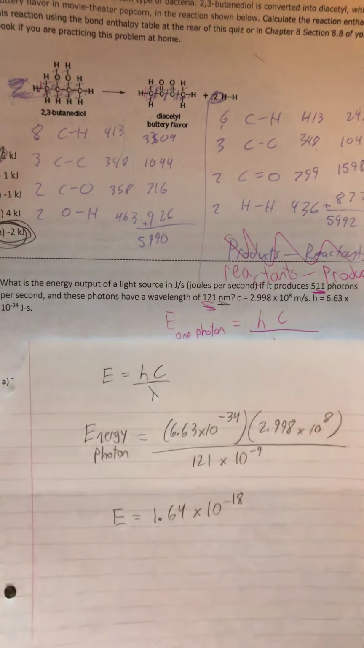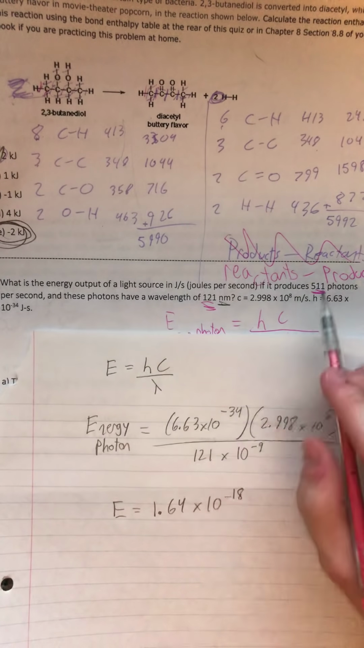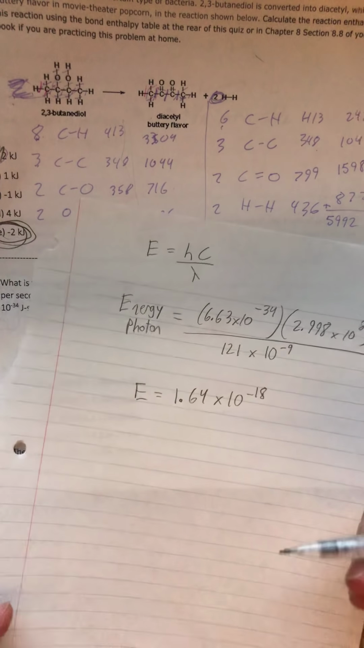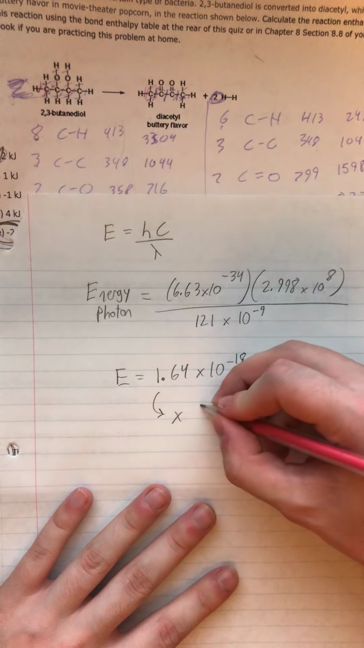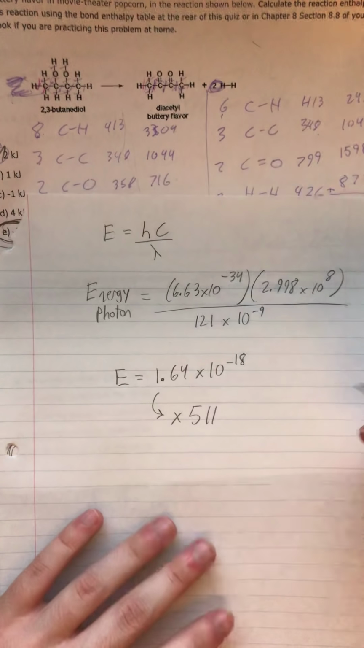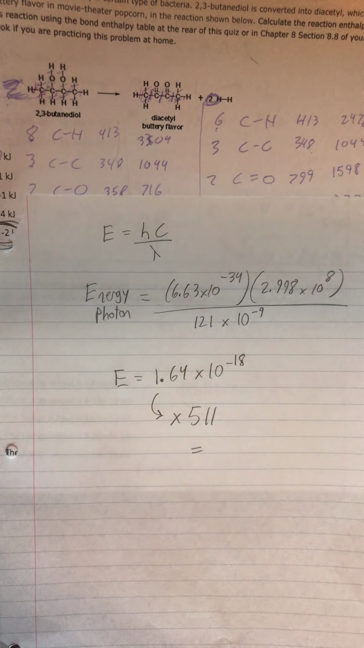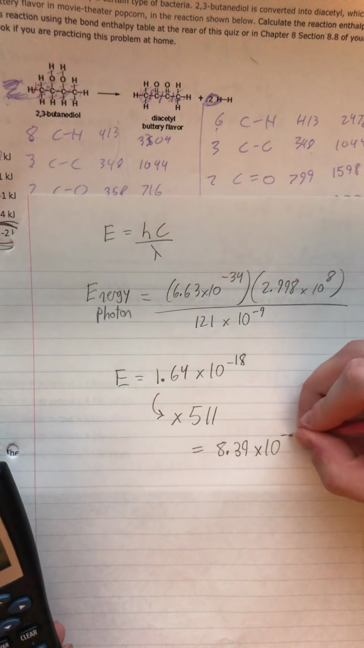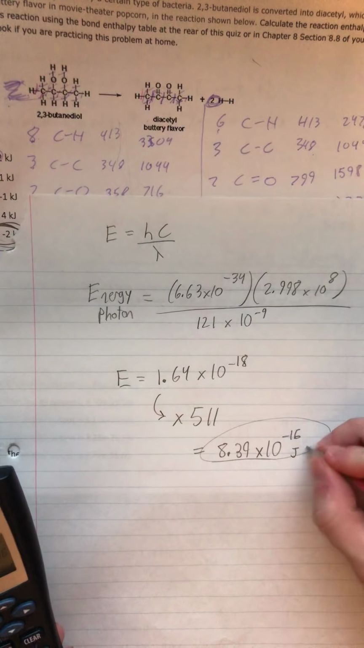But what the problem asks you is, what is the energy output of this light source per second? And they tell you that it makes 511 of these photons per second. So if you want the energy output per second, you're going to say this times 511. And when you do that, you say 1.64 times 10 to the minus 18 times 511, I get 8.39 times 10 to the minus 16 joules per second.